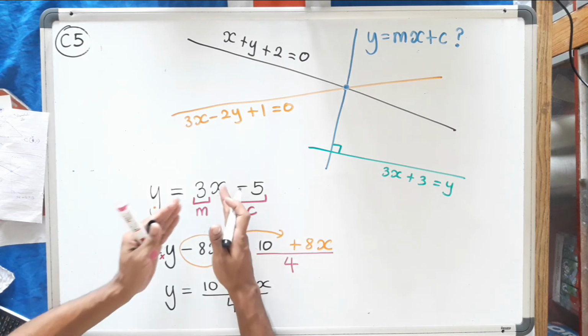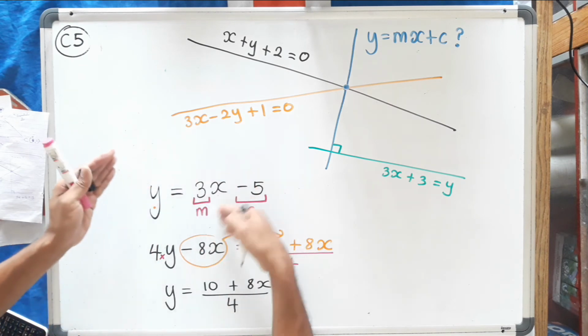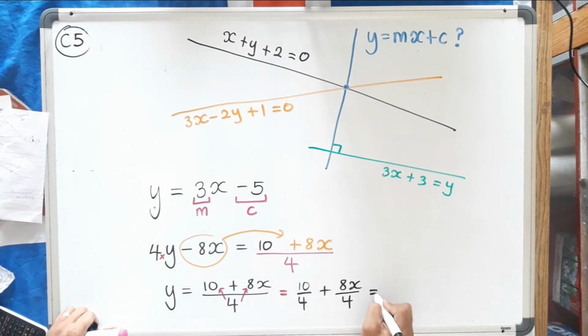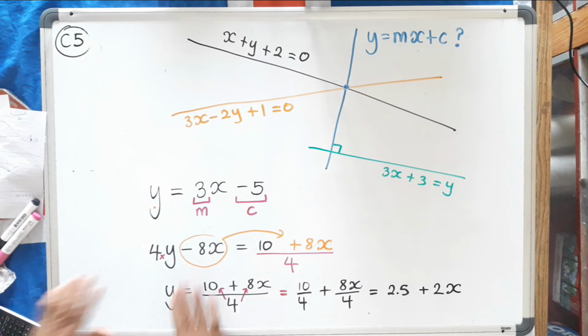But here's the thing. In the first example, the x was completely separate from the non-x. Here, everything on top is being held hostage by the 4. But this really means everybody on top gets divided by 4. So let's just separate them one time. You get 10 divided by 4 plus 8x divided by 4, which gives us 10 divided by 4 is 2.5, 8 divided by 4 is 2, and don't forget to put back the x. Please write this down, because I have to erase this now.